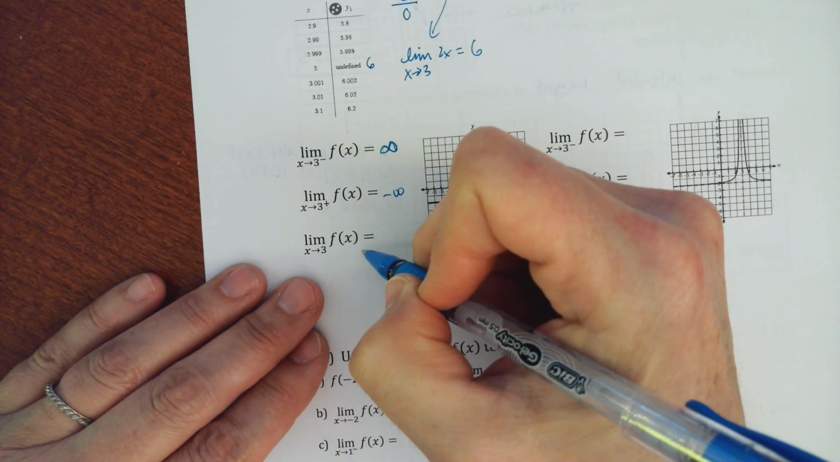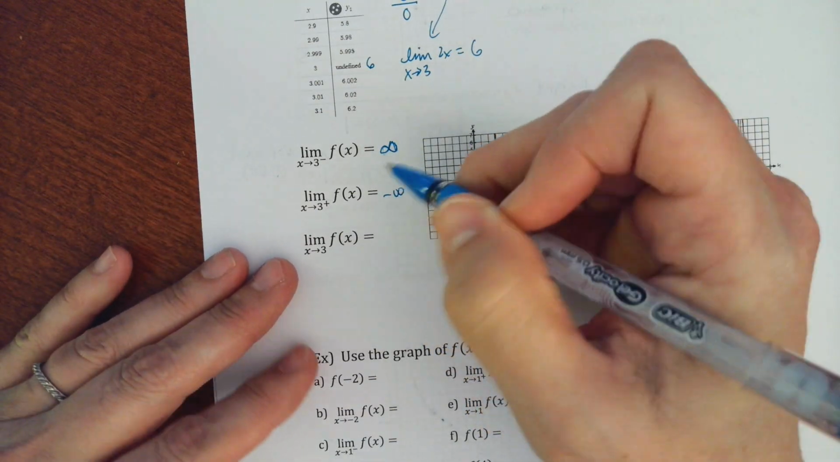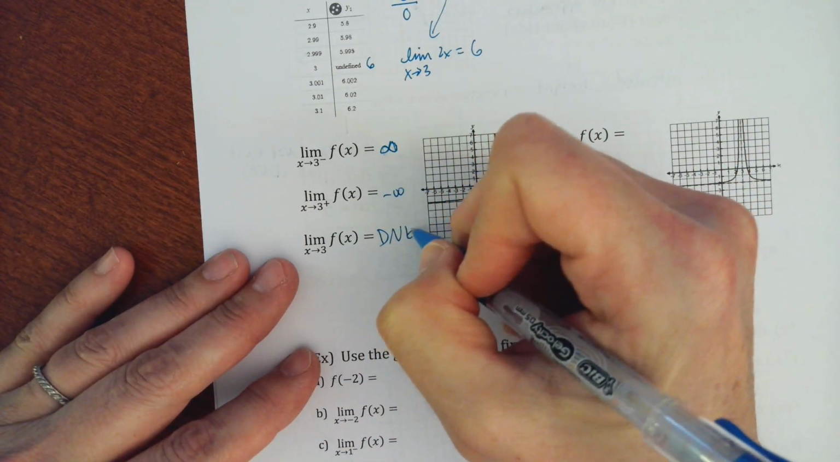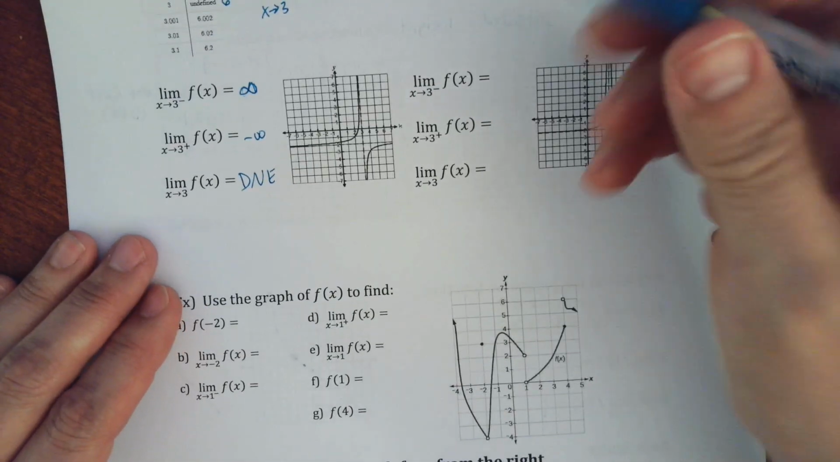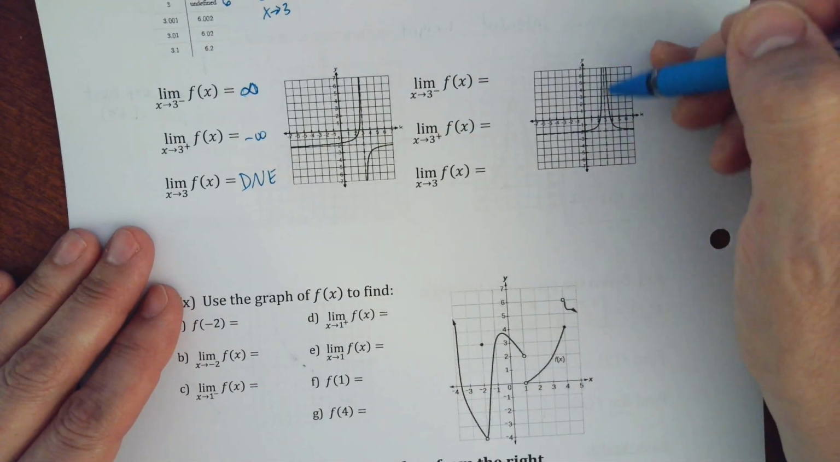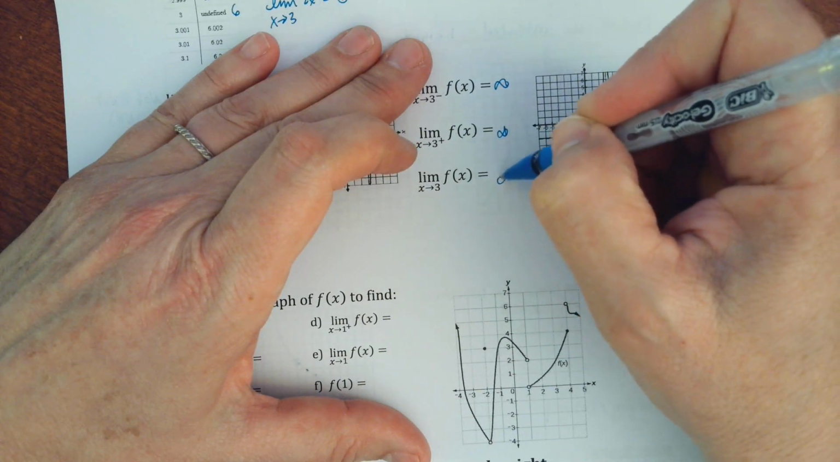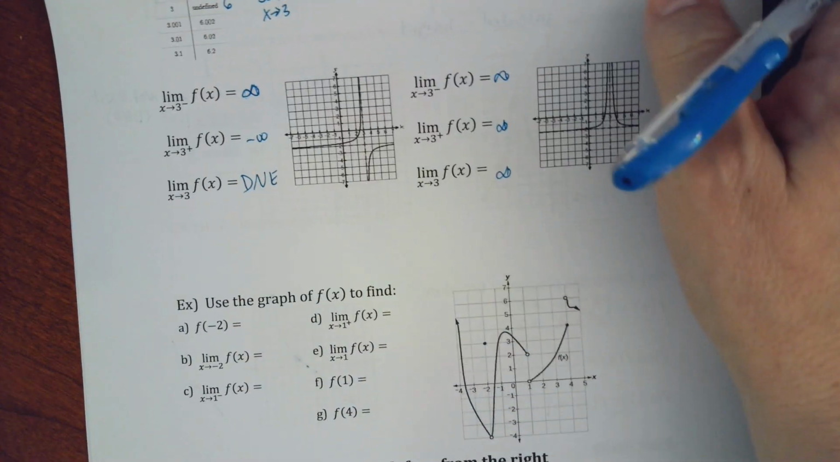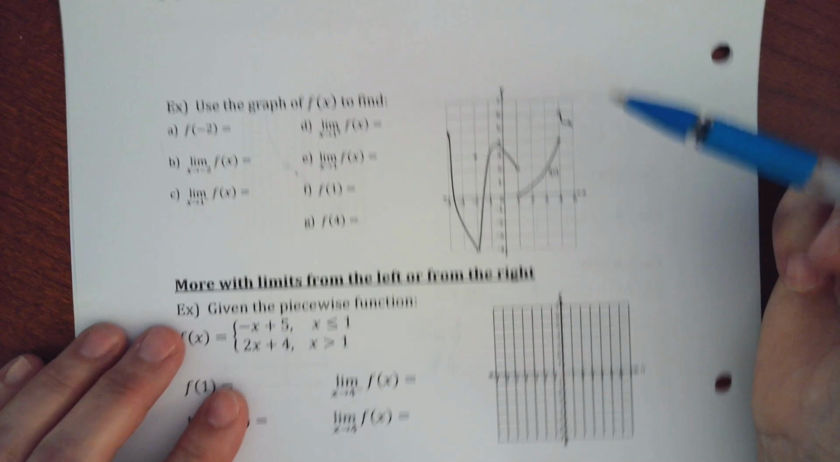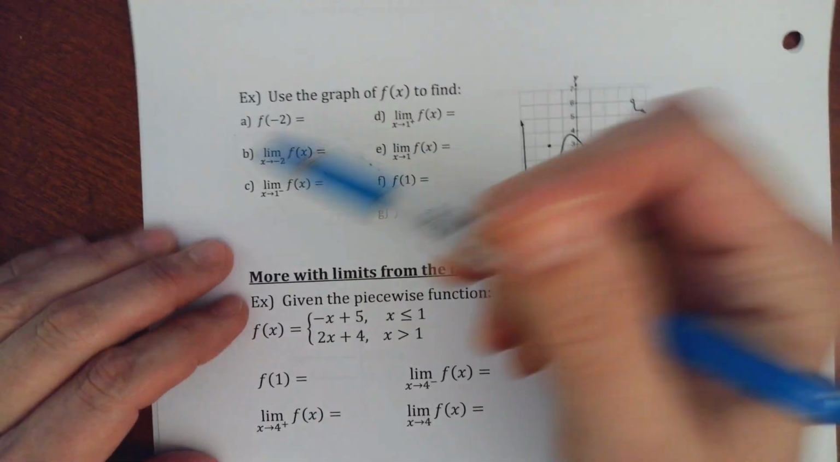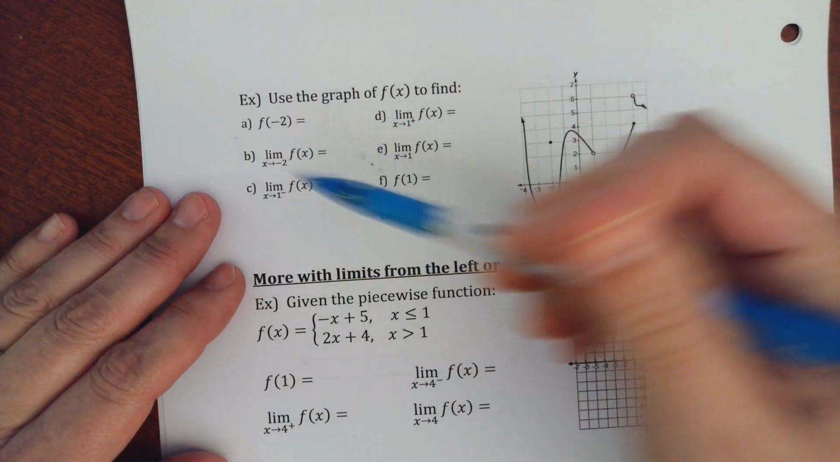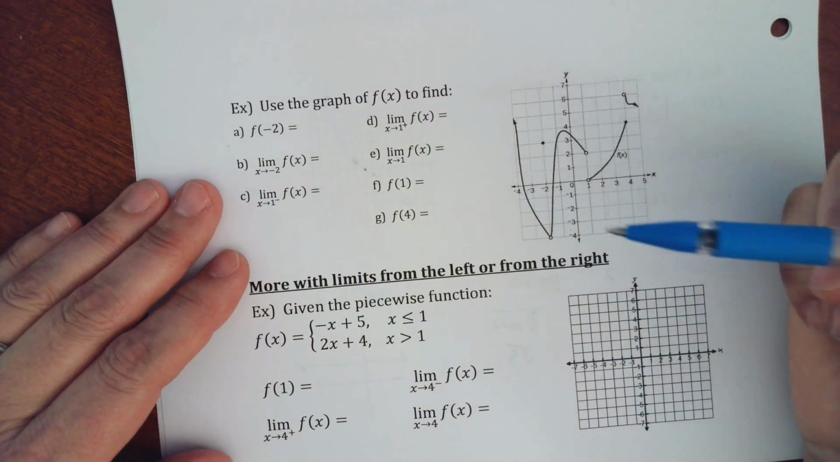So 3 altogether would not exist because these answers are a mismatch. So this is DNE. Whereas over here, when approaching 3 from the left and the right, these are both going up to positive infinity. So 3 overall is also positive infinity. All right, so now you have these crazy pictures here, and so we're just going to use this picture to do all these limits and function values.